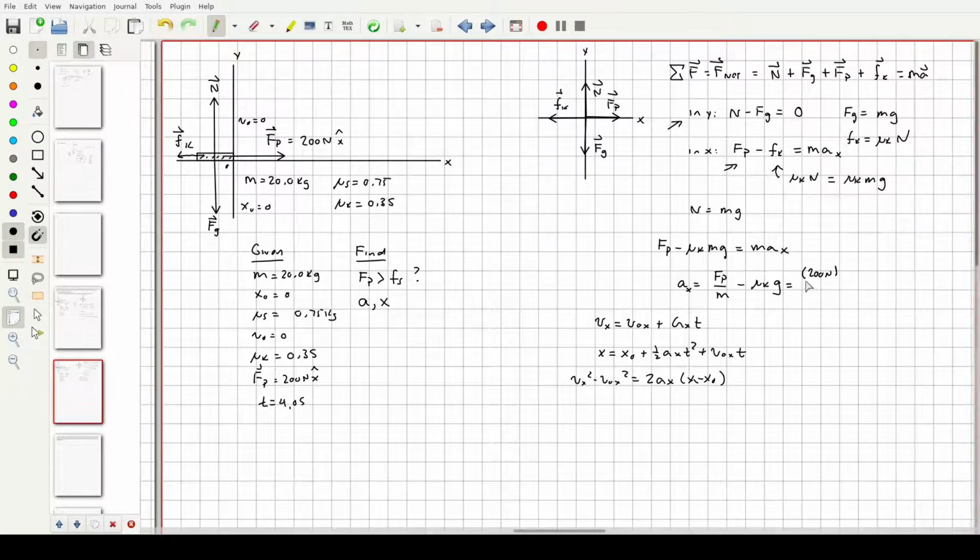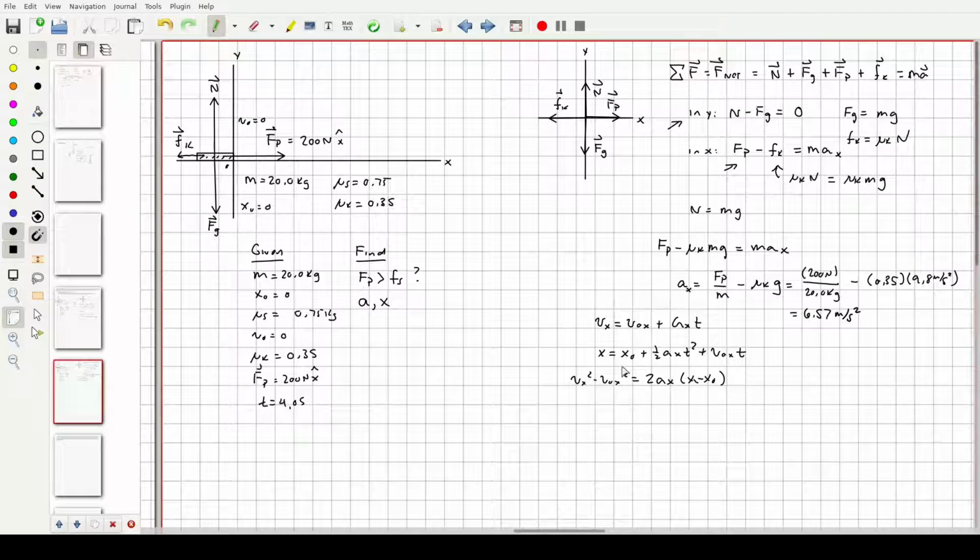So what that means is if we go ahead and solve this one right here, this is 200 newtons divided by 20.0 kilograms minus 0.35 times 9.8 meters per second squared. If I solve for my acceleration here, I'm going to get, let's see here, I get 6.57. So this is 6.57 meters per second squared.